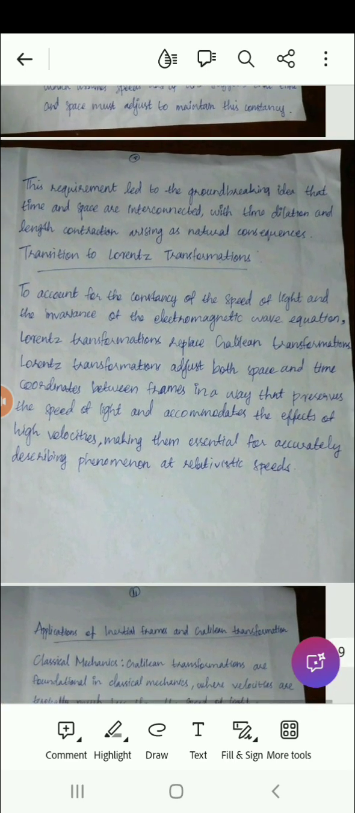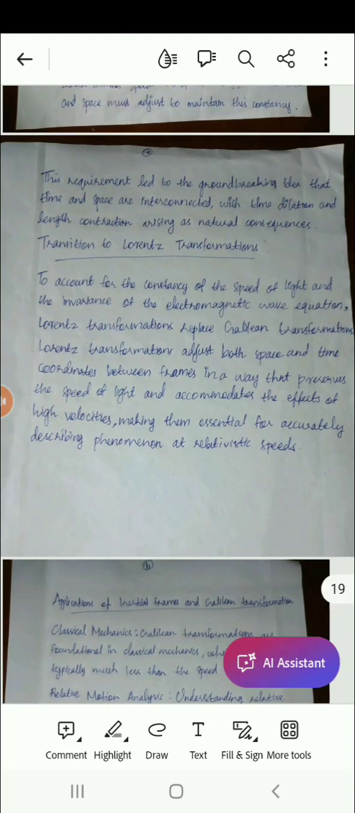And yeah, transition to Lorentz transformations. To account for the constancy of the speed of light and the invariance of the electromagnetic wave equation, Lorentz transformation replaced Galilean transformation. Lorentz transformation transforms both space and time coordinates between frames in a way that preserves the speed of light and accommodates the effects of high velocities, making them essential for accurately describing phenomena at relativistic speeds.